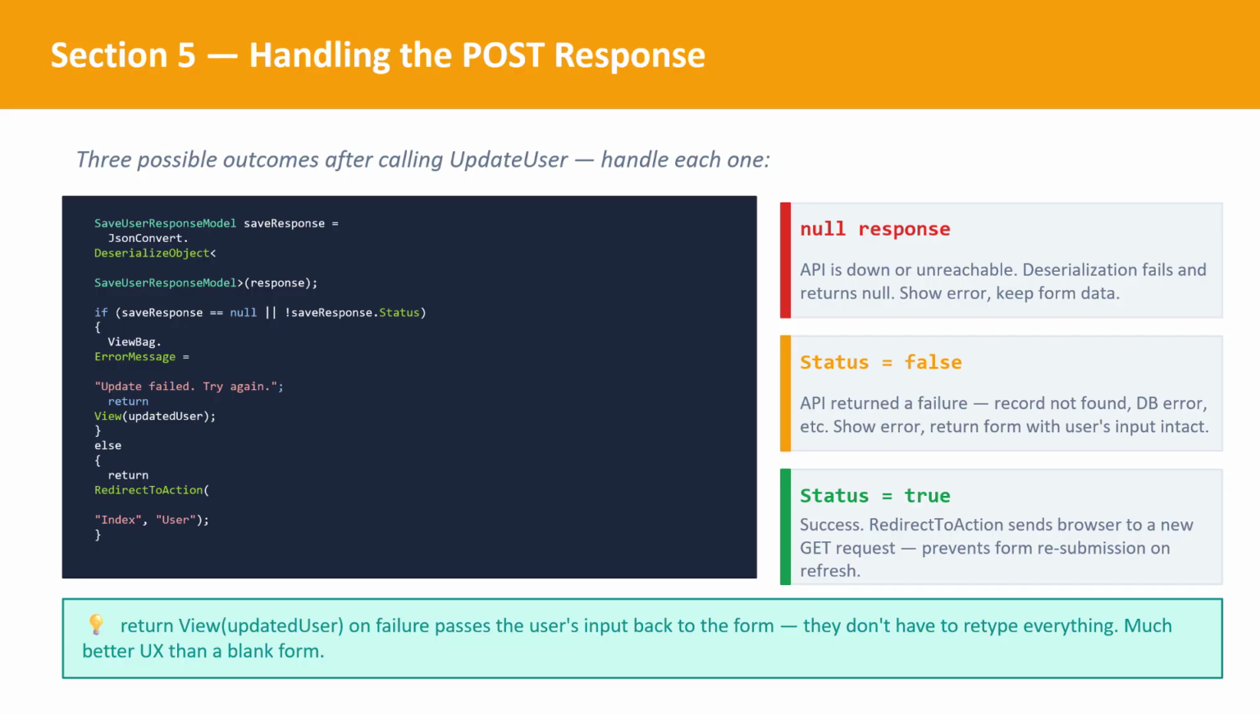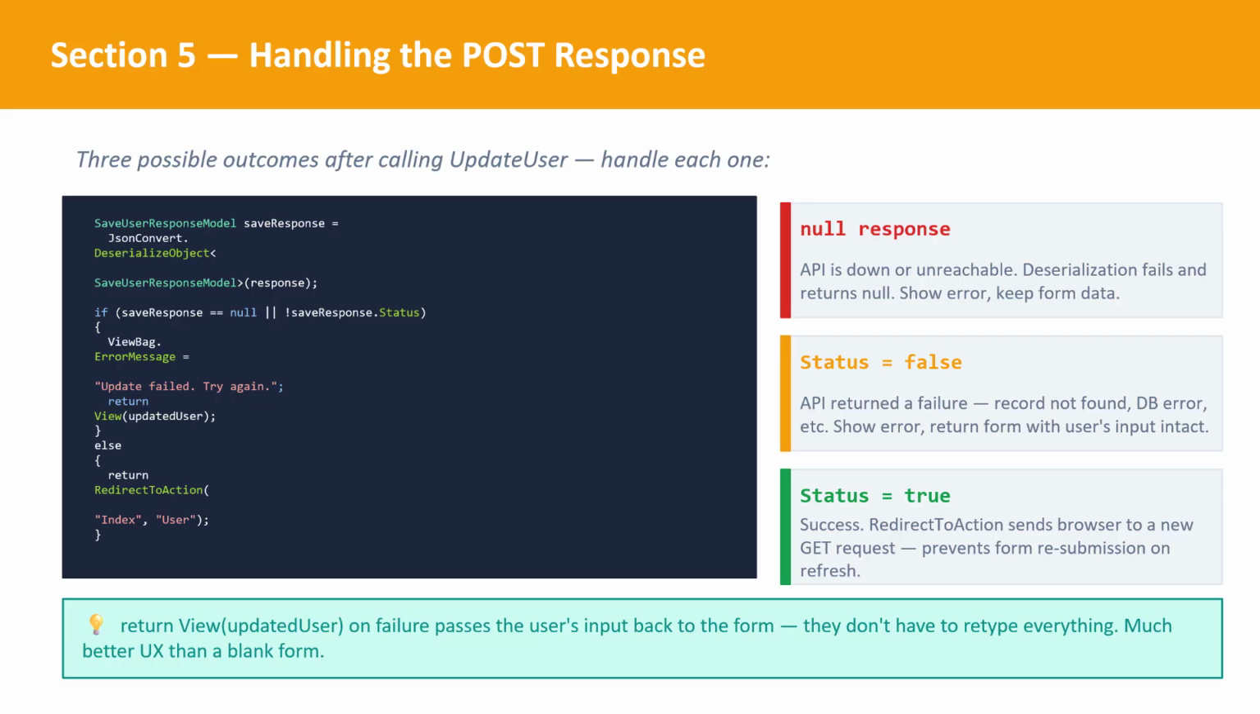The second scenario is that save response.status is false. The API responded but reported a failure. Maybe a record wasn't found or there was some kind of database error. We would have to dig in and be more explicit if we wanted to learn more, but we want to basically perform the same response. Show the error, return the form, nothing got updated. The third scenario is the success. If save response returns a true, then we know everything worked. We want to redirect to the index action, and that call out there explains kind of a key user experience detail.